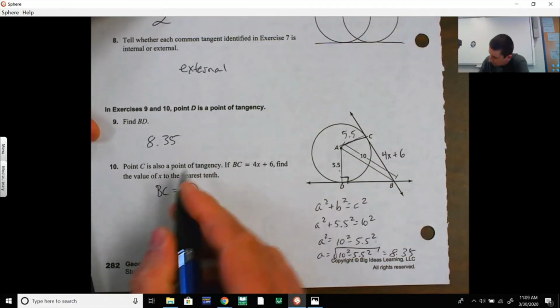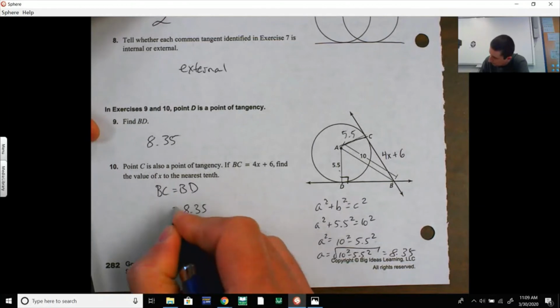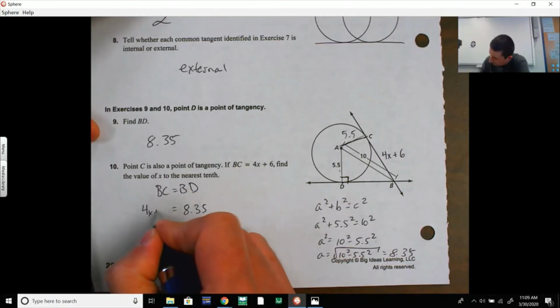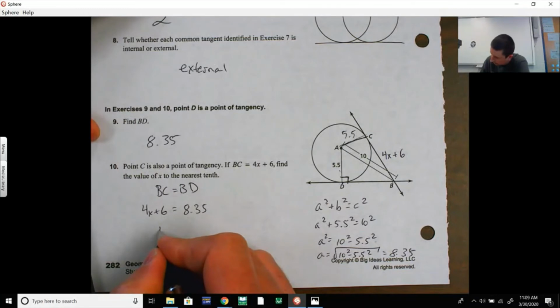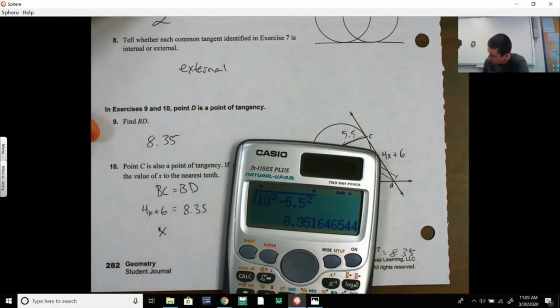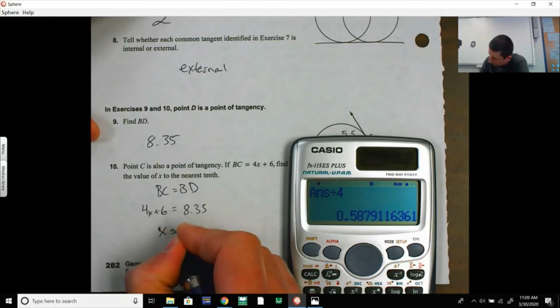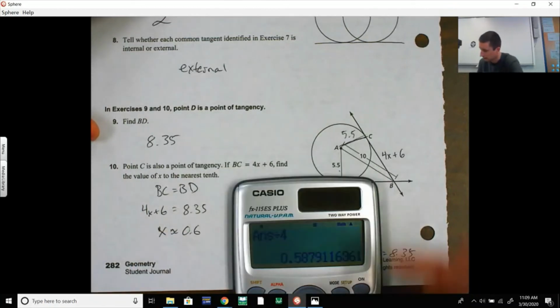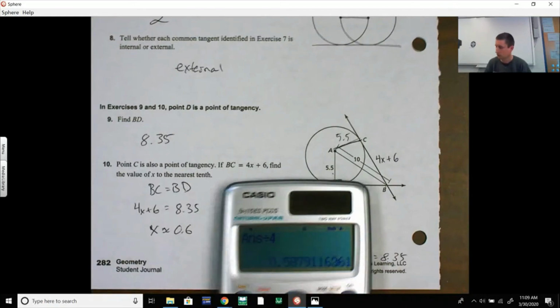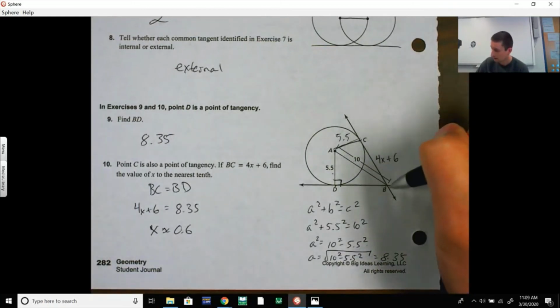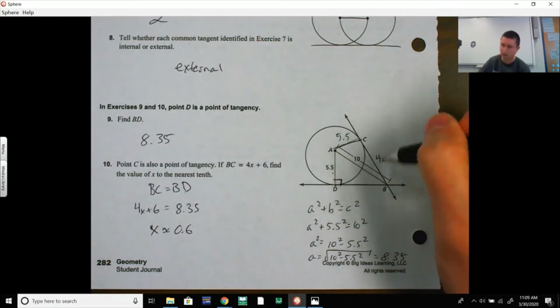Well, we know BD is 8.35, BC is 4x plus 6, so if I solve for x, if I minus the 6, divide by 4, we get 0.6. That's the value of x. That's not the length of that segment, that's the value of x. So if you have common tangents that intersect, the distance from that point to the points of tangency will be congruent on either side.